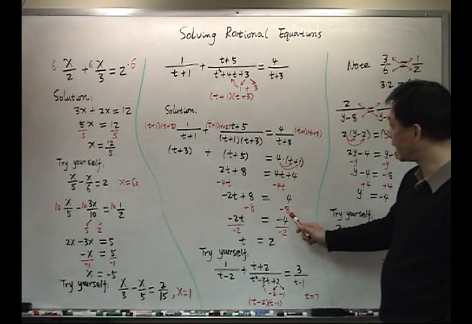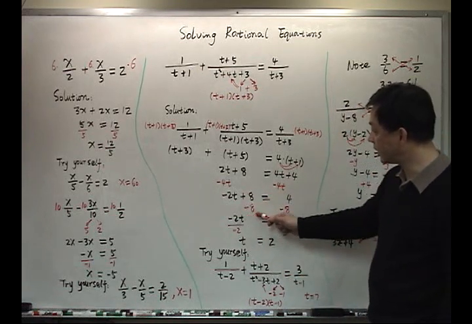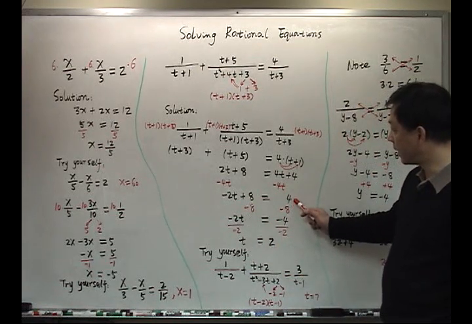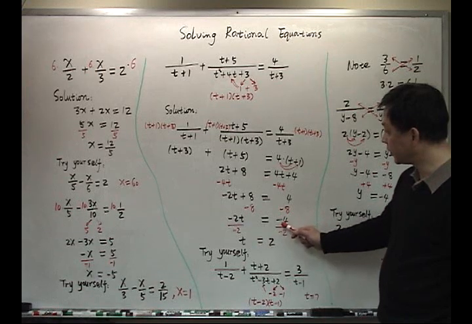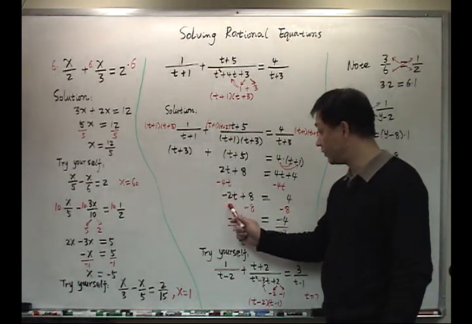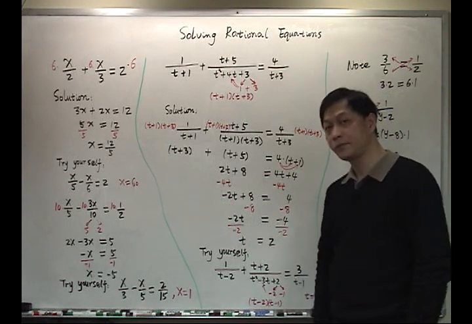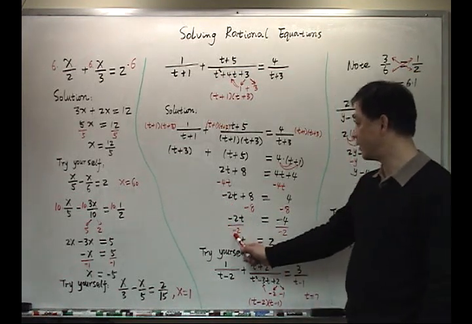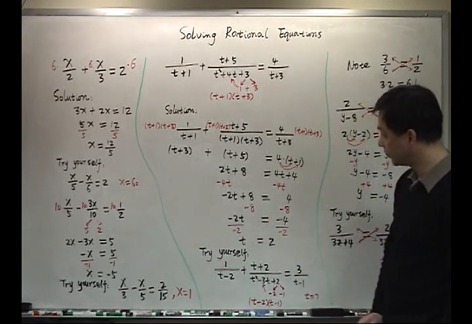Minus 8 on both sides, positive and negative 8 cancel. So you have 4 minus 8, which is negative 4 on the right. Left is negative 2t. And divide both sides by negative 2.